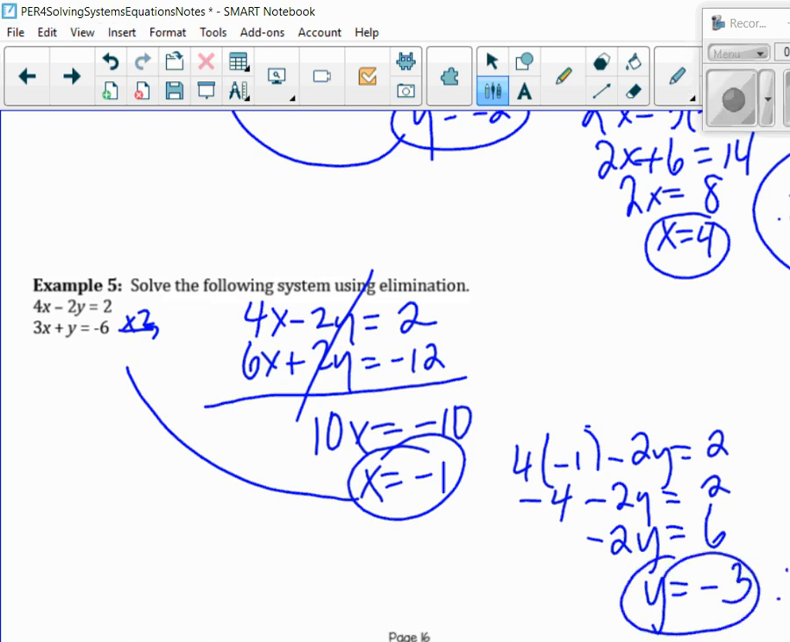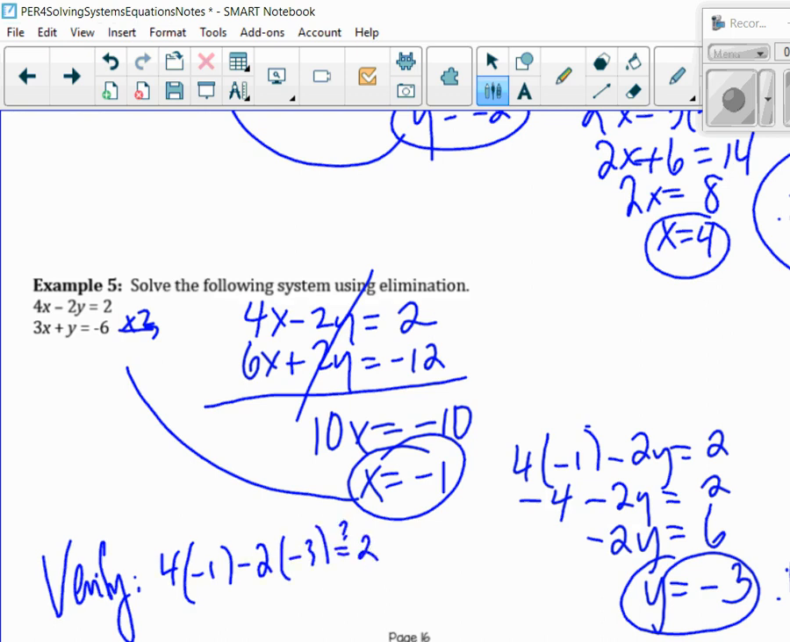Therefore, my negative 1, negative 3 is my solution. Yes? If I do a verify, 4 times negative 1 minus 2 times negative 3, does that equal 2? So that is negative 4 plus 6, and it certainly does. And then if I plug it into 3 times negative 1 plus, I guess it's negative 3, does that equal negative 6? And it does.